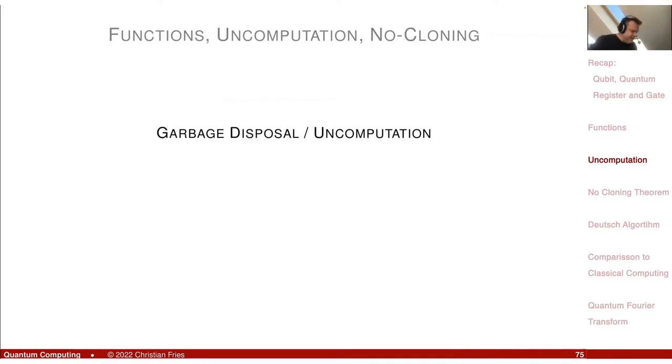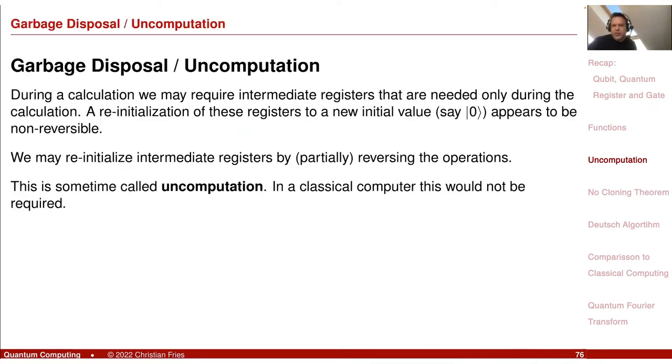This sounds strange, but the trick to reuse a register is, instead of reinitializing, which would be an operation that is not reversible, so it is like something stopping the system, and that is not feasible, we just reverse the operations partially to arrive back at the initial value. An algorithm which we will see later does this. In that example we do not need to do it, because it's at the end of the calculation, but I have an example where this can be done. So this is sometimes called uncomputation.